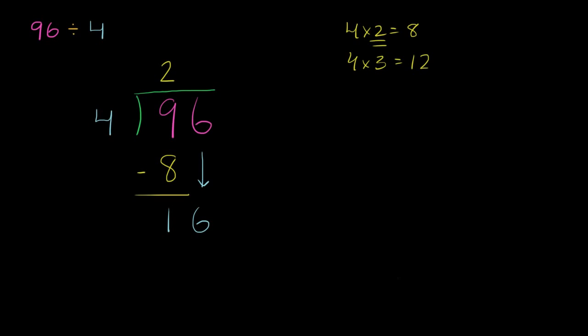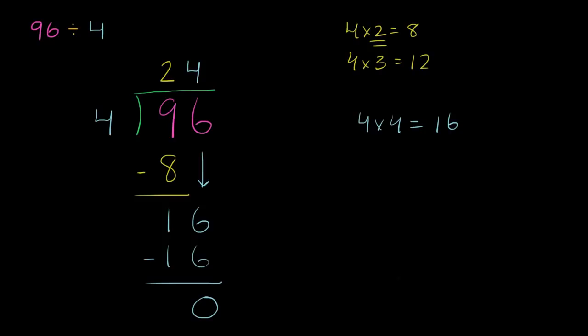And then we ask ourselves, well, how many times does 4 go into 16? Well, in this case, we know that 4 goes into 16 exactly 4 times. 4 times 4 is 16. So we say 4 goes into 16 4 times. Then we multiply 4 times 4 is 16. We subtract, and 16 minus 16, we have absolutely nothing left over. And there we have our answer.